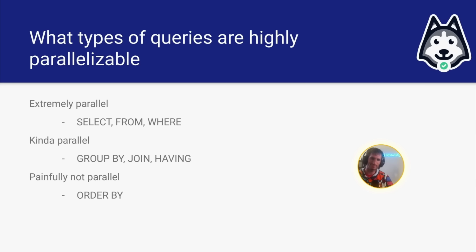Then having. I was having difficulty putting it into a bucket here. I put it in parallel because having and group by go hand in hand. Technically, having is as parallel as select, from, and where, because it's again just a filter condition, but it's a step after group by. So you can only really apply having after shuffle. That can be a big thing, right?